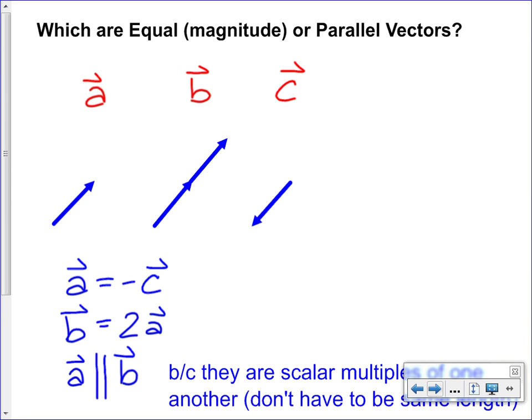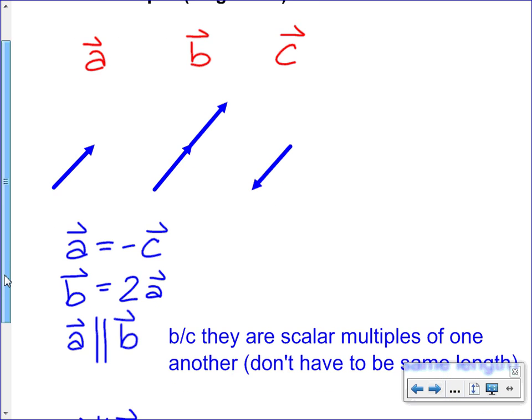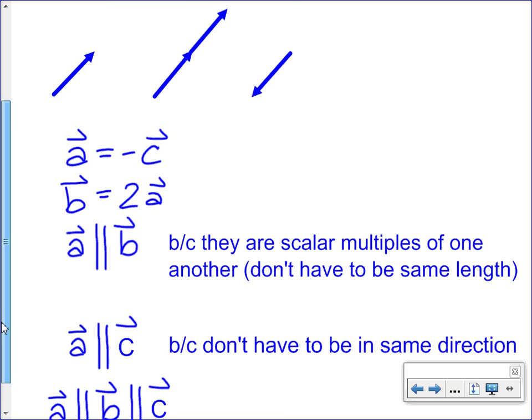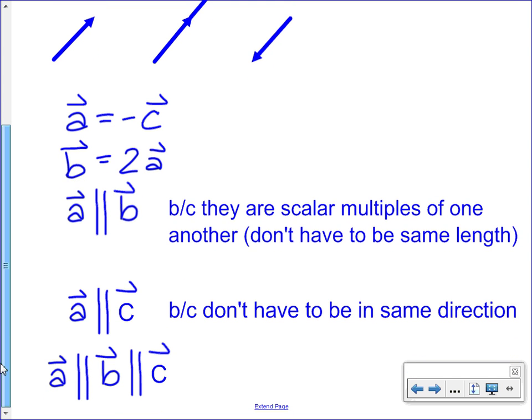And even if they're scalar multiples of each other, they're still parallel. So A is parallel to B, and B is parallel to C, or A is parallel to C. Therefore, A, B, and C are all parallel to each other. Again, they don't have to be in the same direction, and they don't have to have the same magnitude to be parallel.